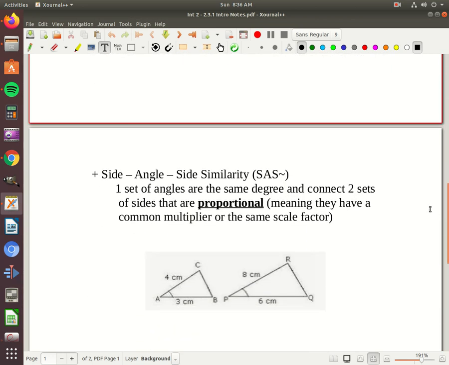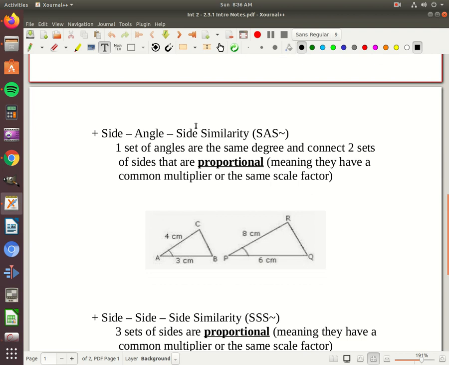Next, we're going to look for side-angle-side similarity. So in side-angle-side, one set of angles are the same degree, and they connect 2 sets of sides that are proportional, meaning they have a common multiplier or the same scale factor. Again, they don't have to be the same size. The sides have to be proportional or have the same scale factor. So in this one, here we have this angle. It connects these sides. That's really important. The angle has to connect the sides.